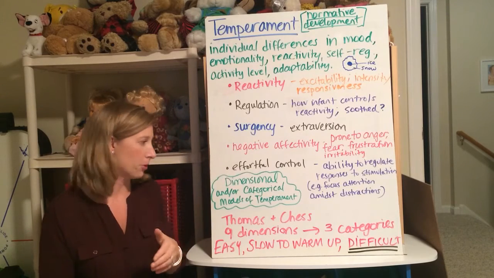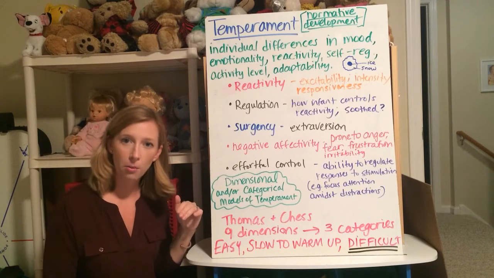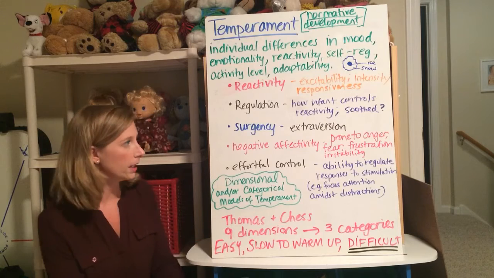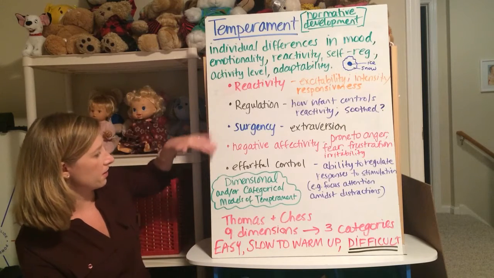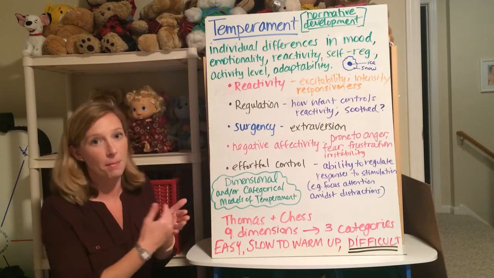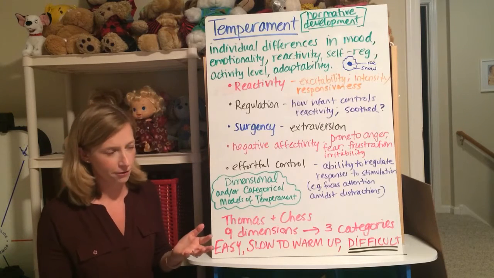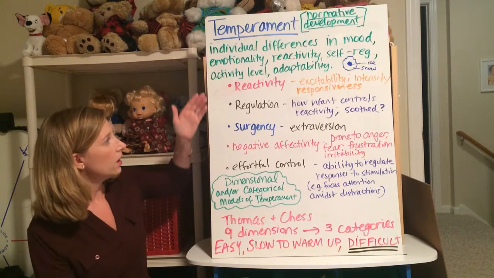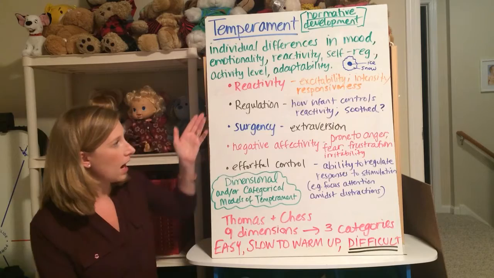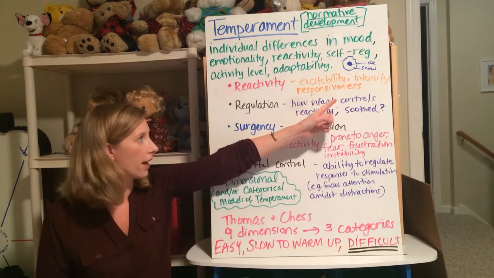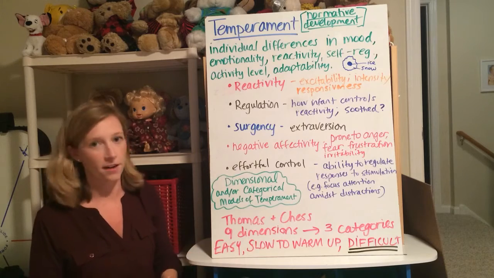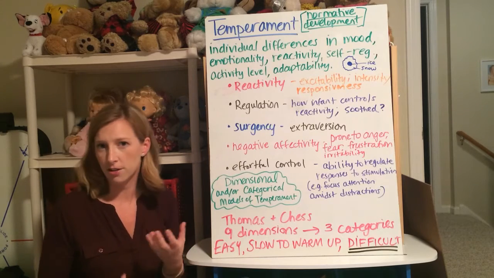So temperament is often discussed in terms of dimensions. Remember in our last unit we were talking about dimensional and categorical models. So temperament is discussed both dimensionally as well as categorically. What I have for you here is a list of 5 different dimensions related to temperament. There are more than 5, certainly, but here's 5 of the big ones. Reactivity is referring to how excitable the infant is, how intense are their emotional reactions, and how responsive are they, right? So when they cry, is it a very big, loud, intense cry, or is it a low-key whimper?